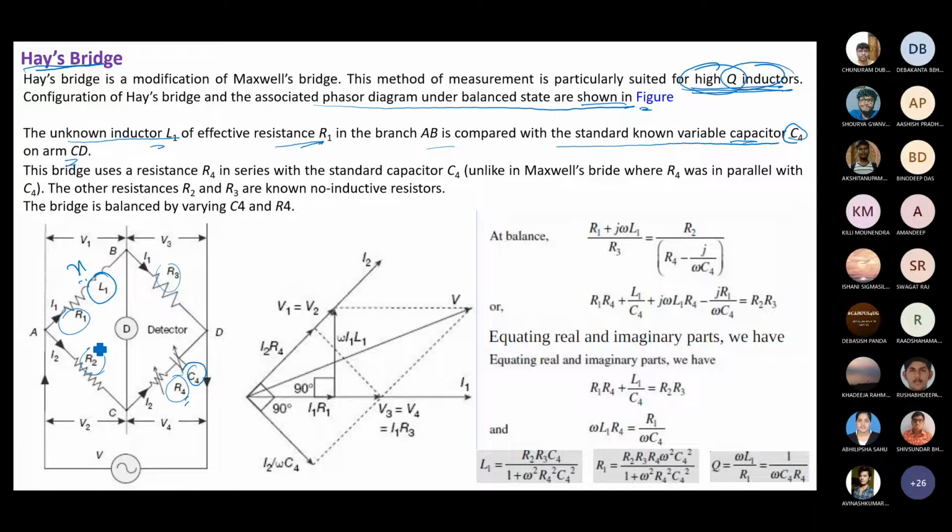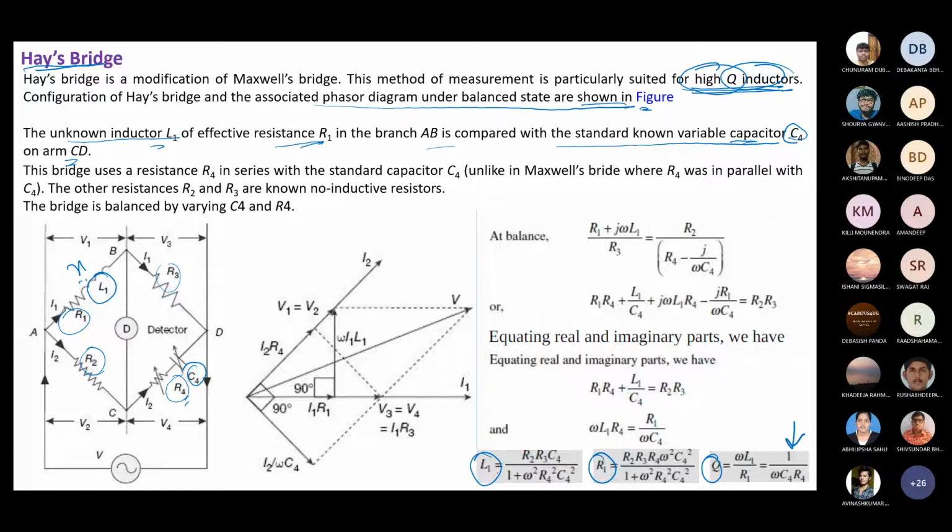L1 and R1 you have to find out. You are going to find out the value of L1 and R1, and finally you will derive the value of Q. Q equal to omega L1 by R1. So you just replace the values of L1 and R1 and find out the value of Q.